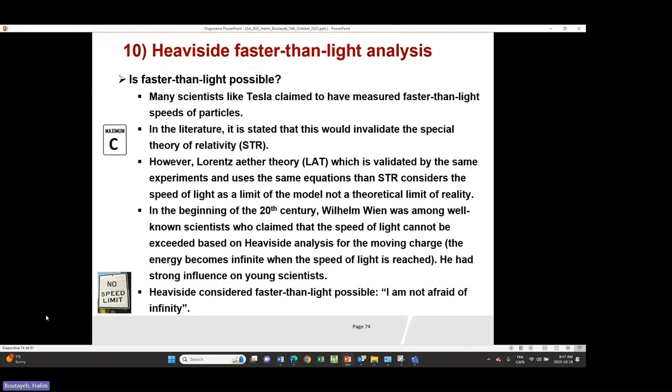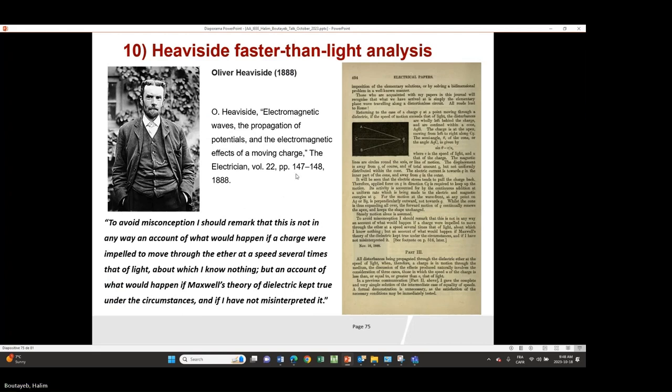What was the opinion of Heaviside? He said, I'm not afraid of infinity. So even if he got a result with infinity, he said, I'm not afraid of infinity. And then he did the analysis of what would happen if the charge moved faster than the speed of light. So he did this analysis, and that's what we see here in his paper. And he found a formula of the shockwave's angle, or max angle.